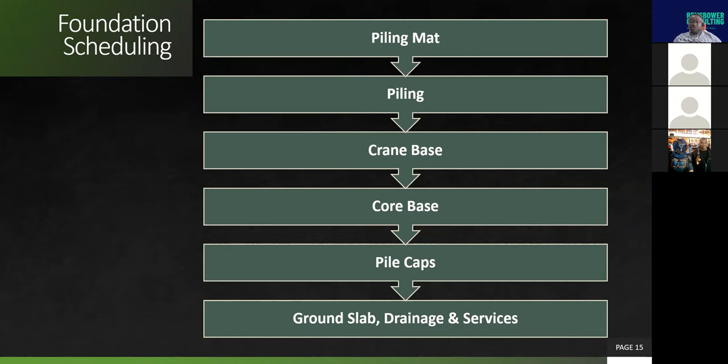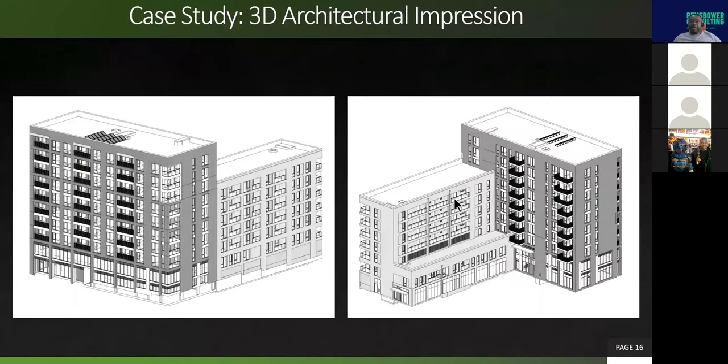And that foundation sequence should follow: the piling mat, piling, crane base, core base, pile caps, ground slab, including below slab drainages and services connections. So that's the sort of flow you will see in any typical sequence for a foundation.